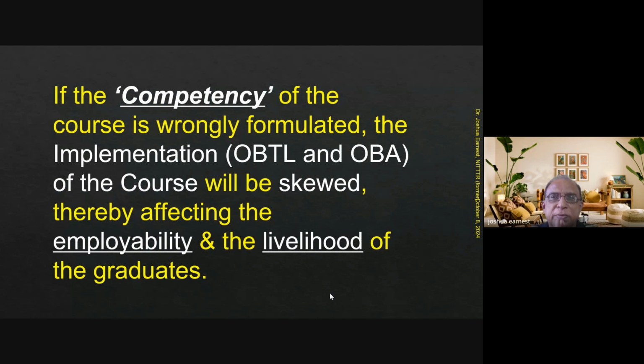If the competency of a course is wrongly formulated, the implementation of the course will be skewed, thereby affecting the employability and the livelihood of graduates. So the foundation of the curriculum is the competency of each course. That has to be identified along with the PSOs also, right? And it has to be validated by the industry.